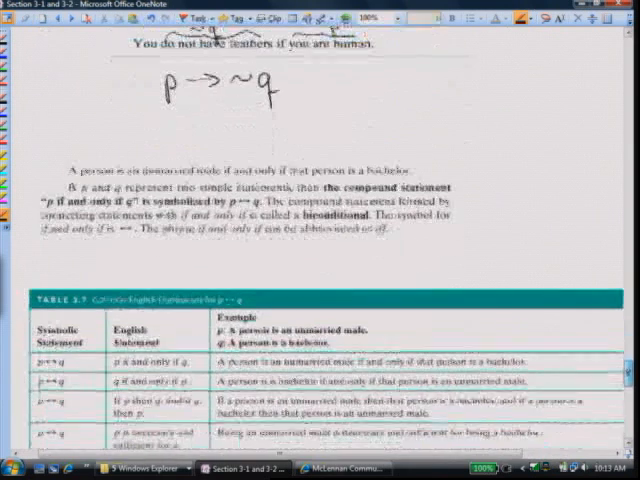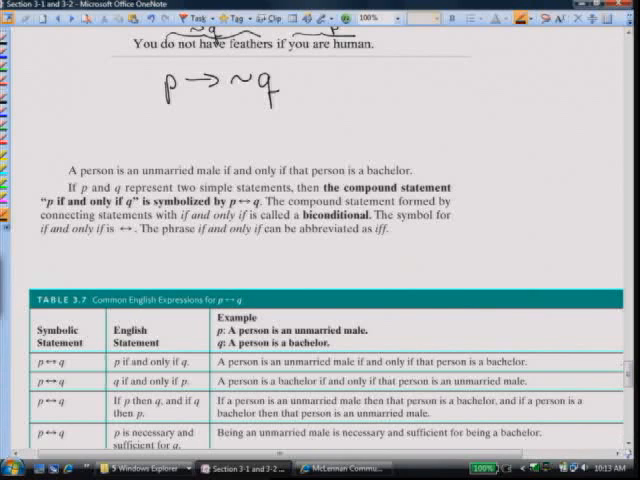Okay. A person is an unmarried male if and only if that person is a bachelor. This is a new thing that we're looking at, the if and only if statements. These are very strong statements because that means that P implies Q and Q implies P. So you have what we call a biconditional statement, or an if and only if. Symbolically, we have one way to do it, with the line with arrows on either side.